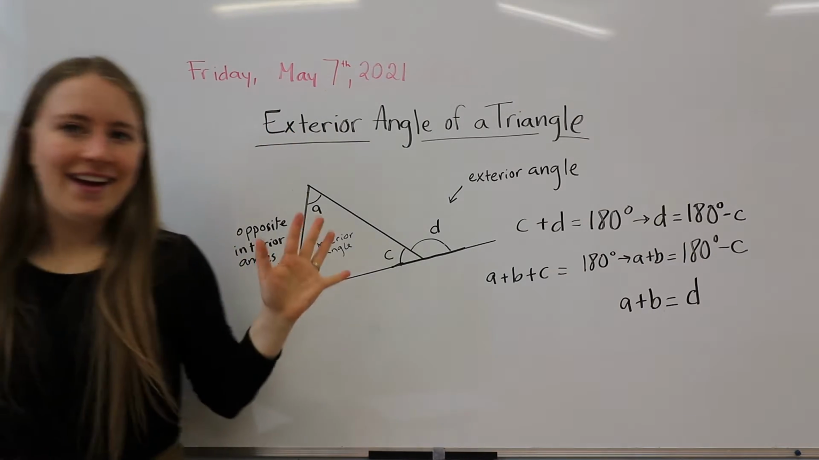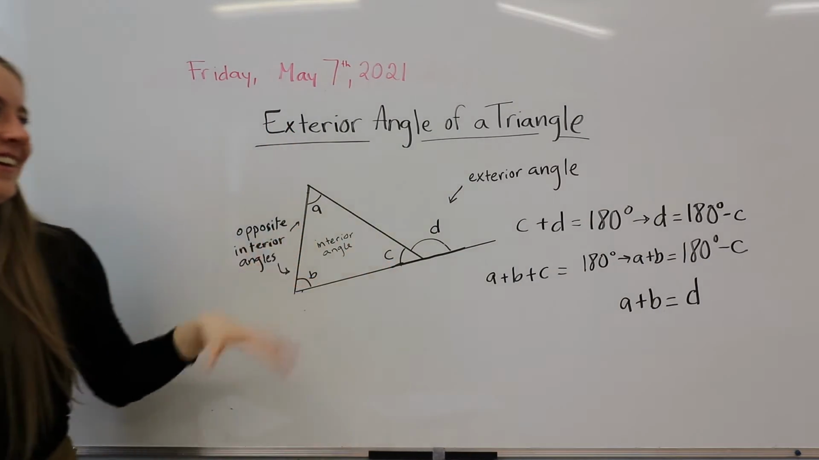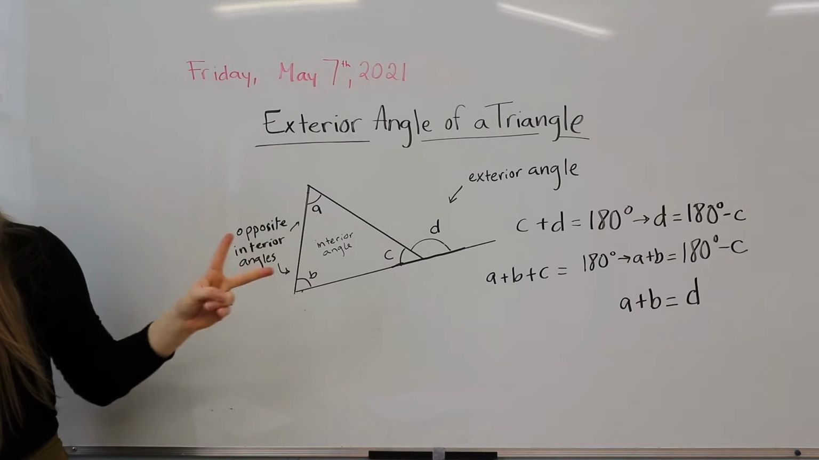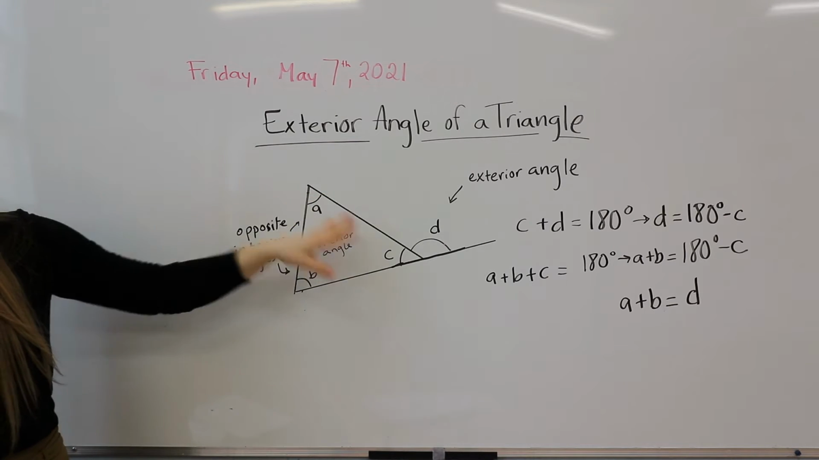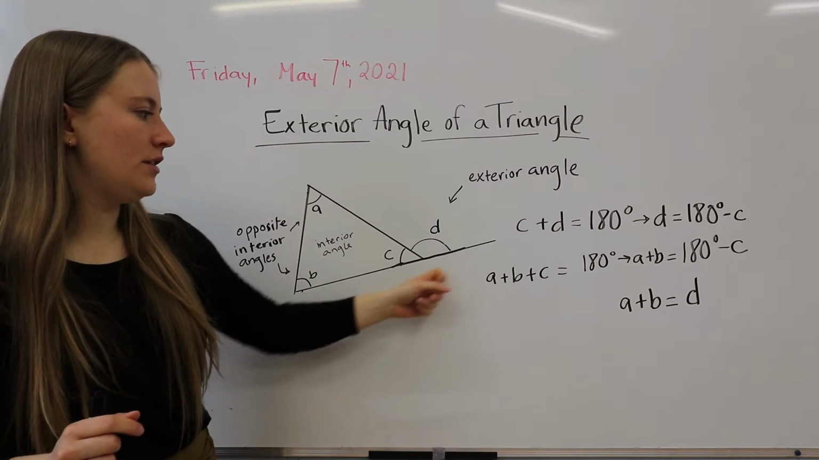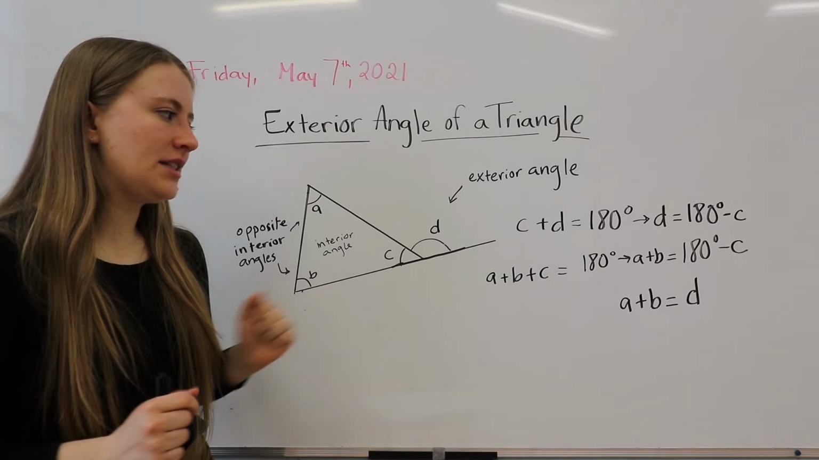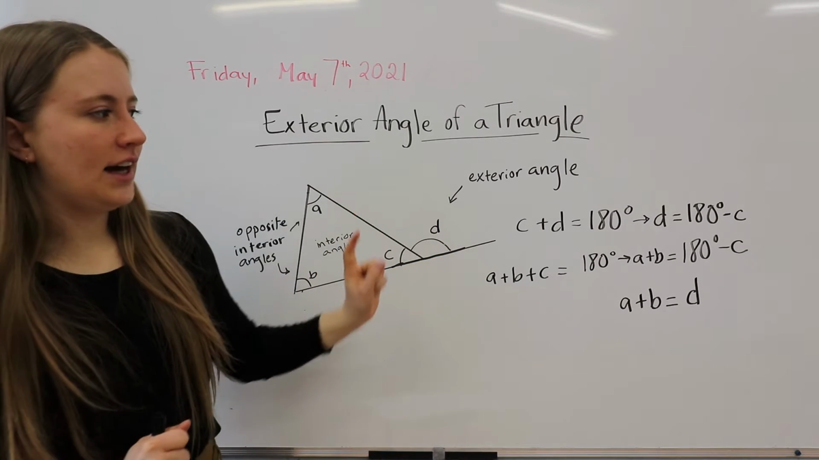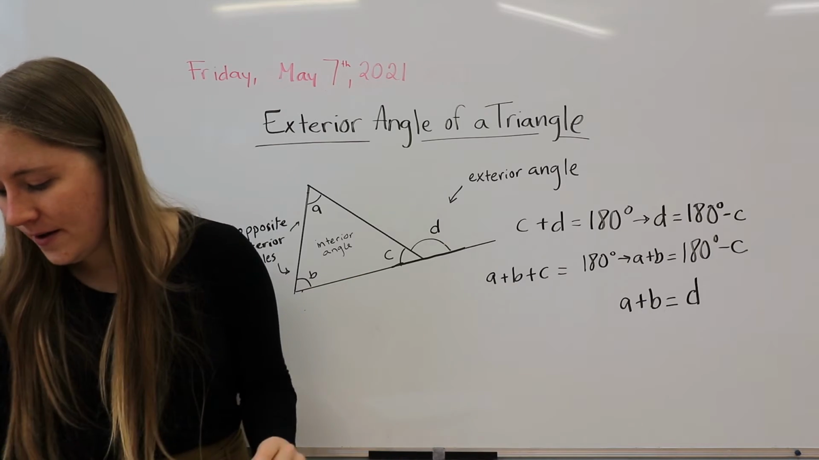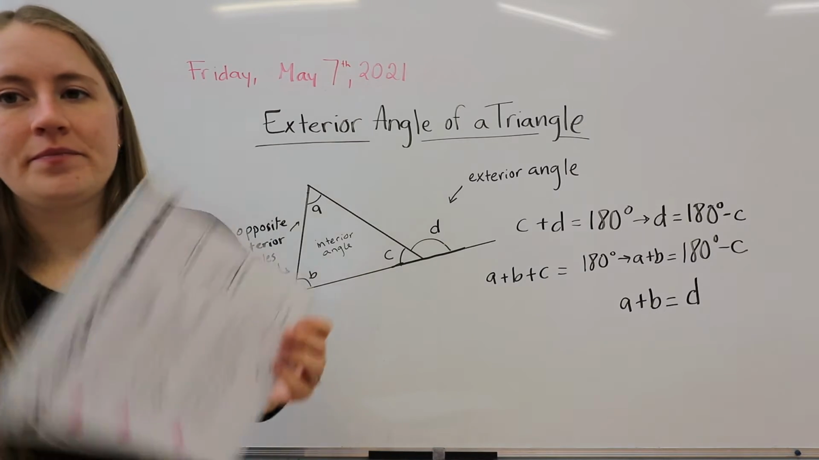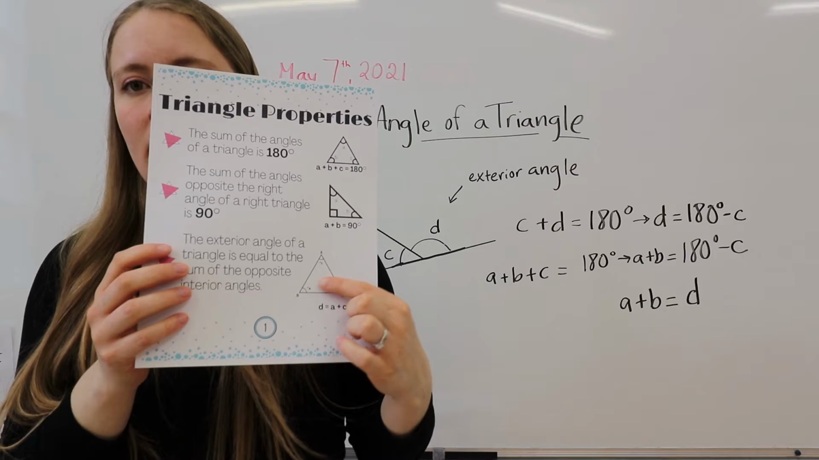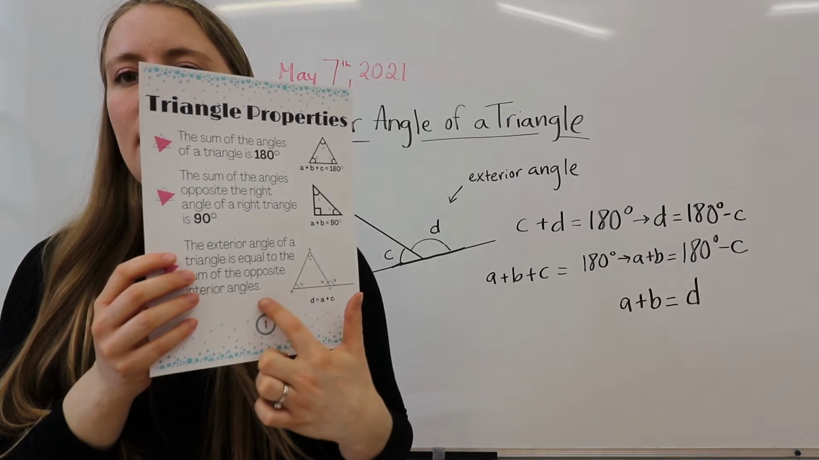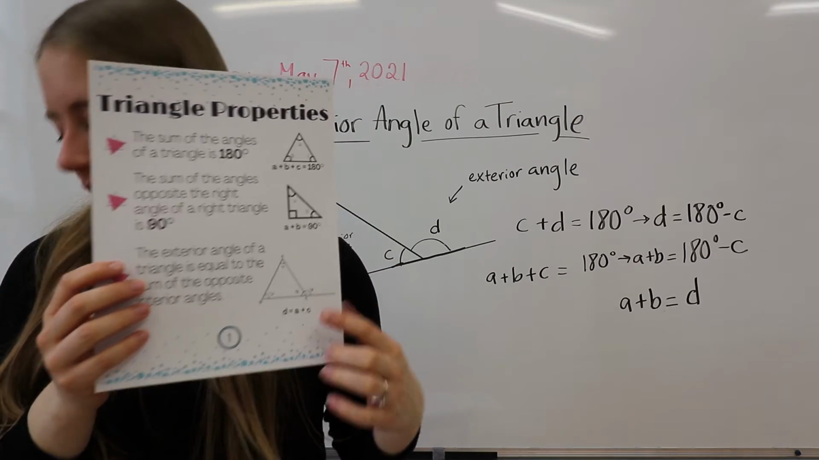Now it's kind of intriguing, okay? Because we have our two rules. We know that these three are 180 degrees, but we also know that on a line, the value is 180 degrees. And so that's how we get to our rule that the opposite angles are going to equal the external angle.